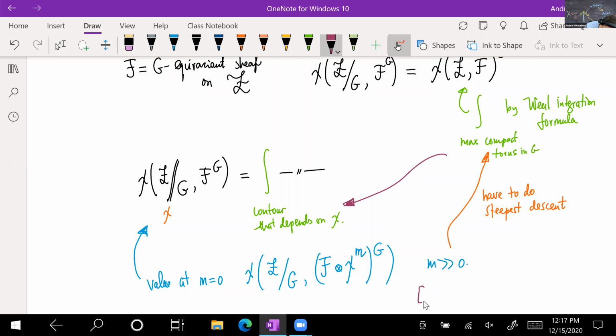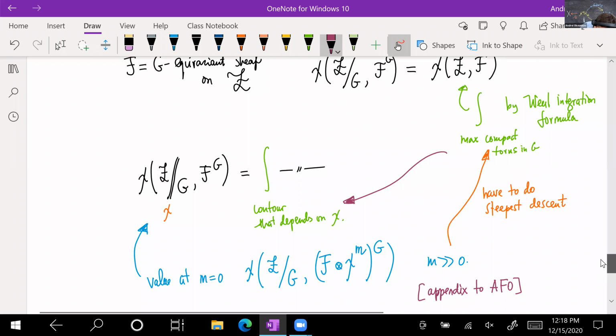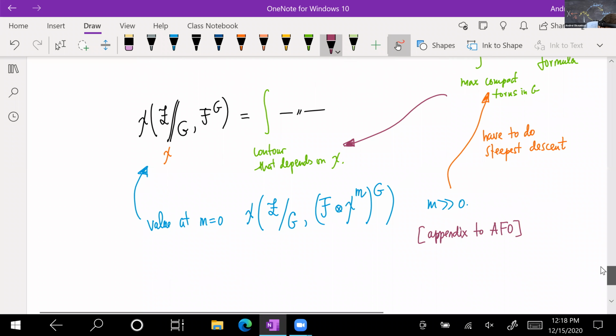So maybe a reference for this is the appendix. It's not exactly new material. This is well-known material, but maybe it's in a convenient appendix to this paper with Mina and Edik. So anyway, this formula gives me the conclusion.